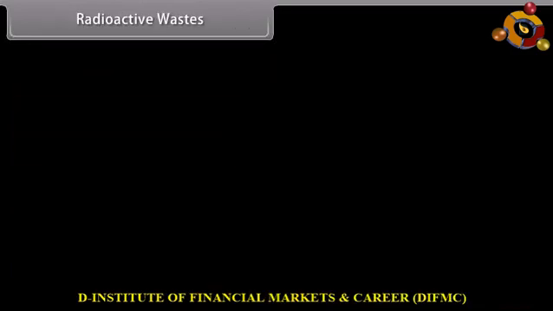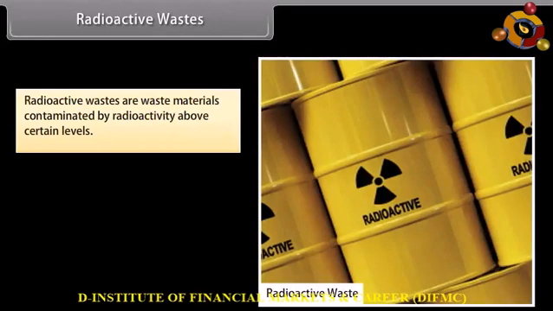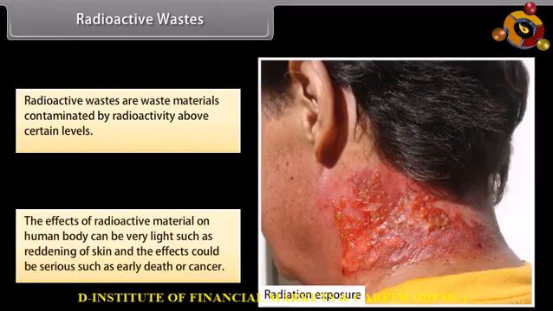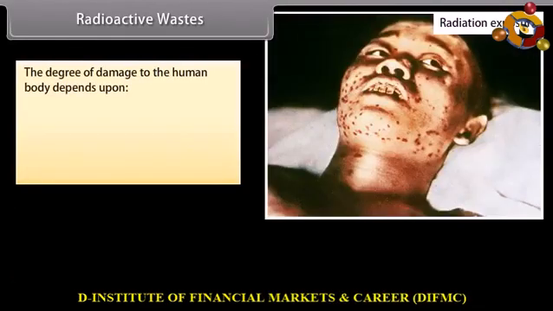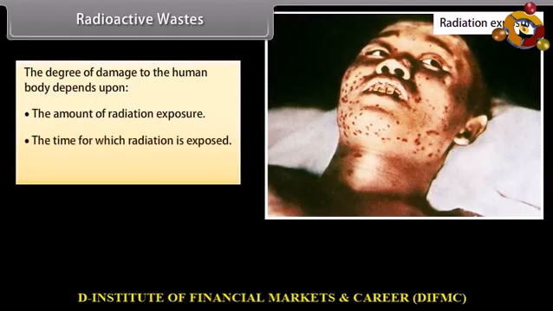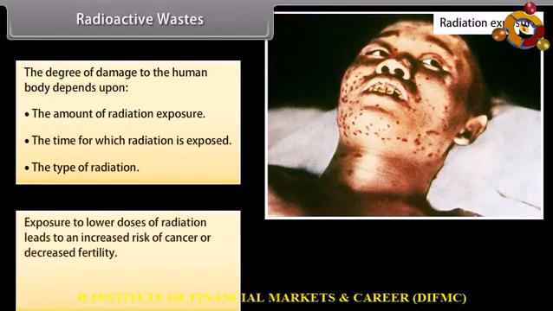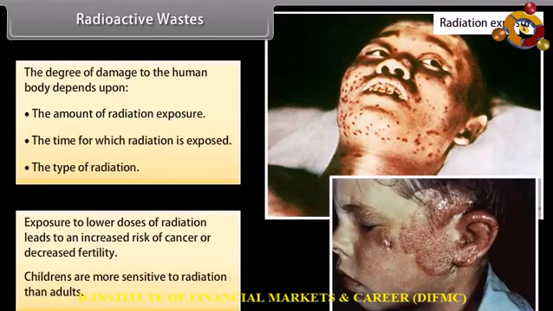Radioactive wastes. Radioactive wastes are waste materials contaminated by radioactivity above certain levels. The effects of radioactive material on the human body can be very light, such as reddening of skin, or serious, such as early death or cancer. The degree of damage depends upon the amount of radiation exposure, the time for which one is exposed, and the type of radiation. Exposure to lower doses of radiation leads to an increased risk of cancer or decreased fertility. Children are more sensitive to radiation than adults.